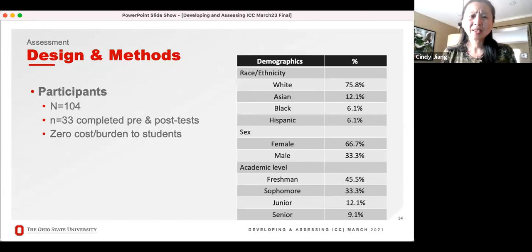As I mentioned earlier, because of the generous funding we received from various constituents on the campus, we were able to provide the intercultural learning modules as well as the assessment and everything to students without any cost to students or any extra burden to them. So all of the language instruction and curriculum remained intact. And this was done in a way that is really feasible and reasonable to our students.